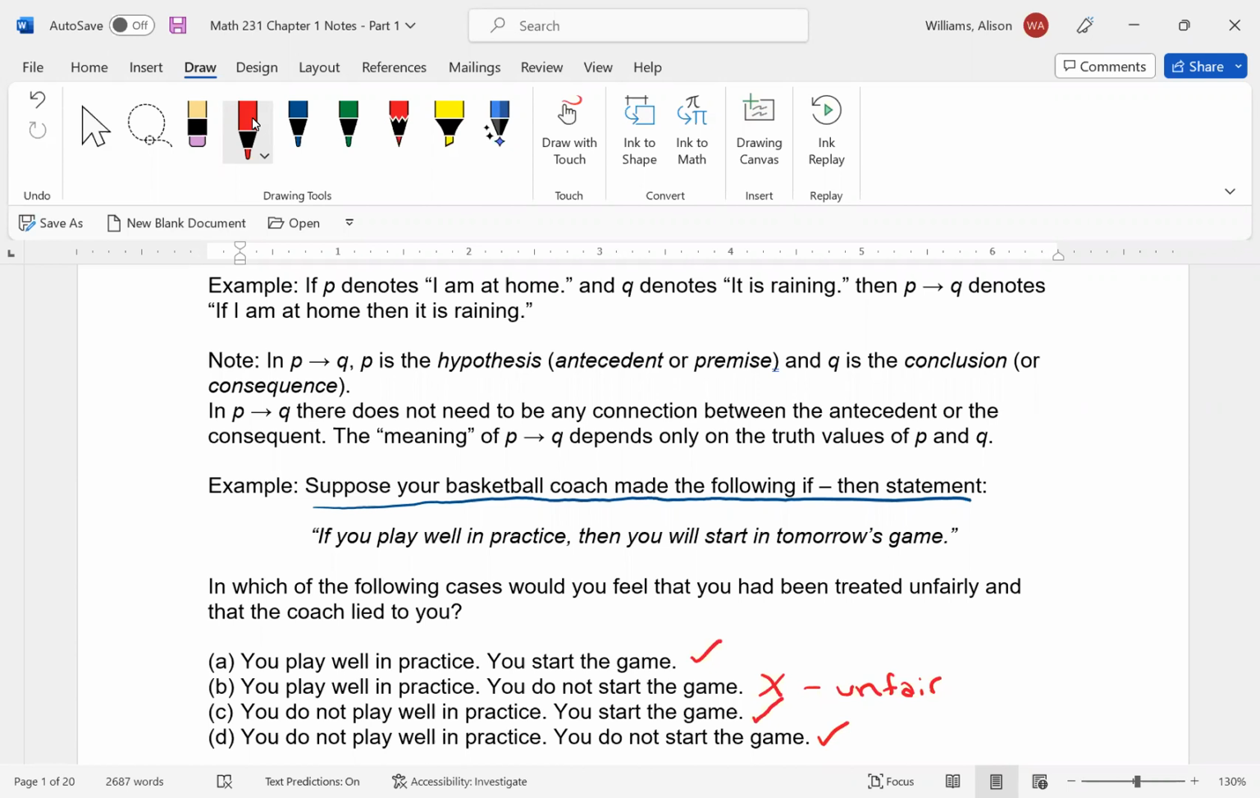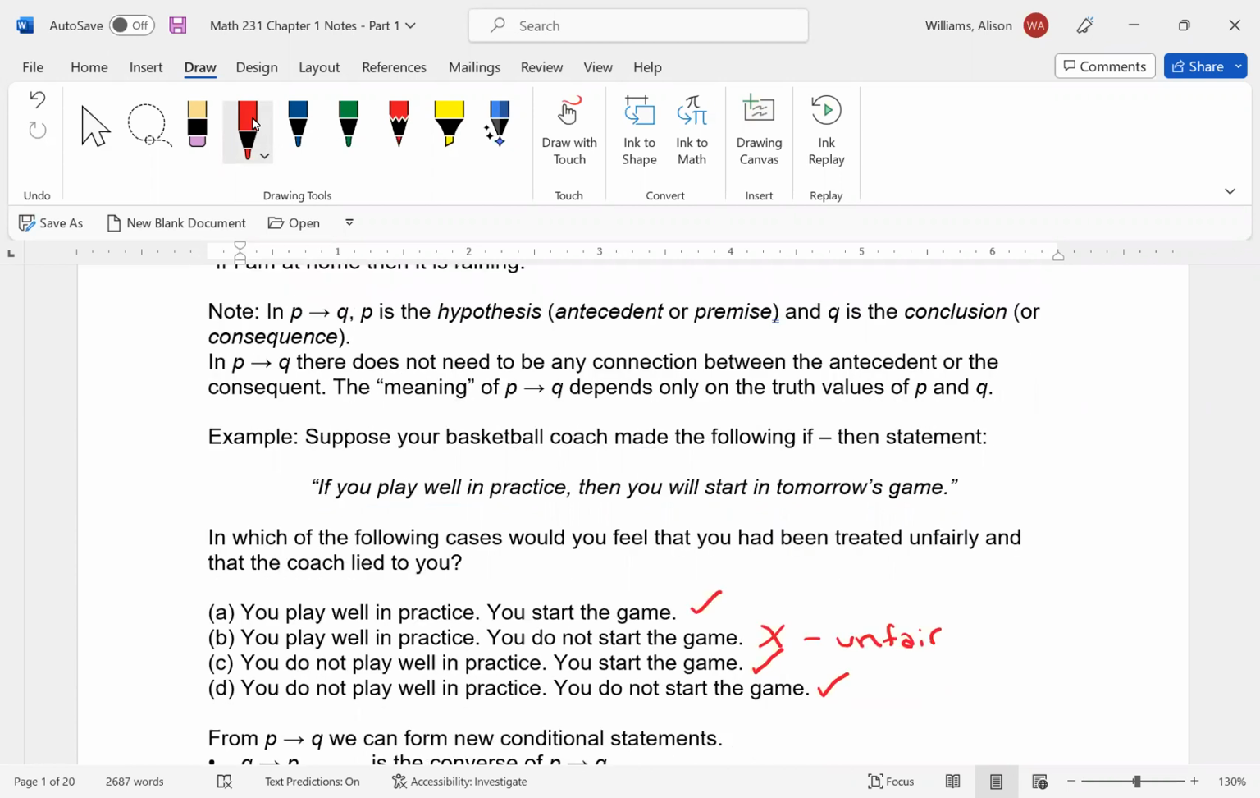So there's only one case where it's a problem, and that's the case where it makes the coach a liar. Even though in part C it seems like it might be a problem, or even part D, when they're both false, it isn't. It's only in the case where you start with something true and result in something false that it is a problem.